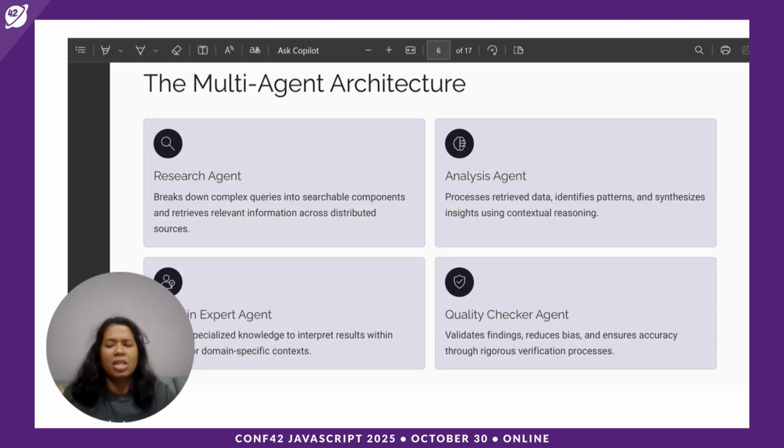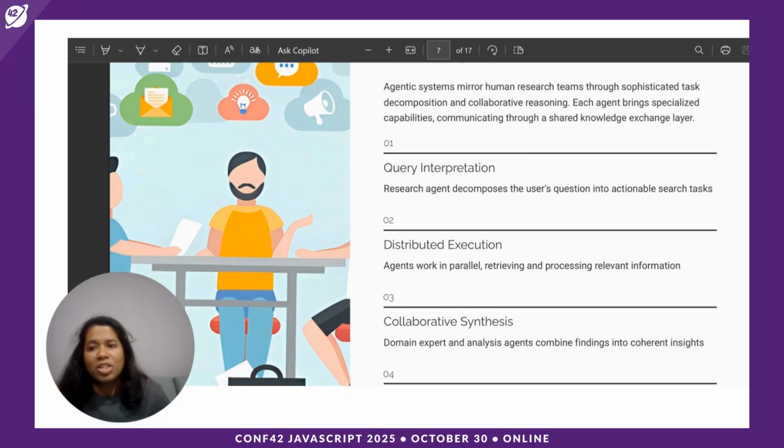So, how do these agents collaborate? The multi-agent coordination operates through 4 distinct phases. The query interpretation phase is where the research agents analyze the user query to find out what the underlying requirements are, and decompose this complex query into manageable investigative components. In the distributed execution phase, agents execute specialized tasks in parallel, with research agents gathering data while analysis agents have begun the preliminary pattern identification.